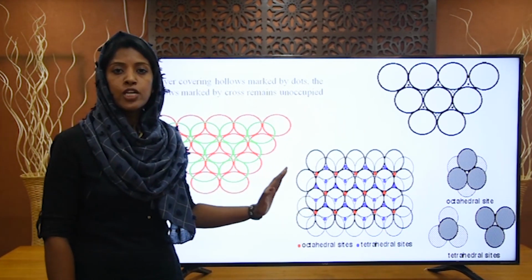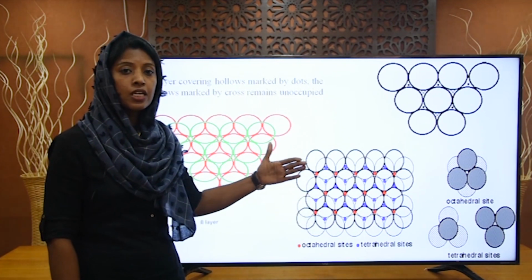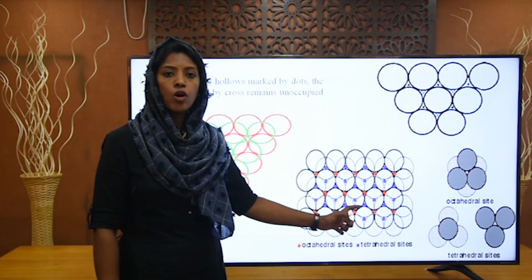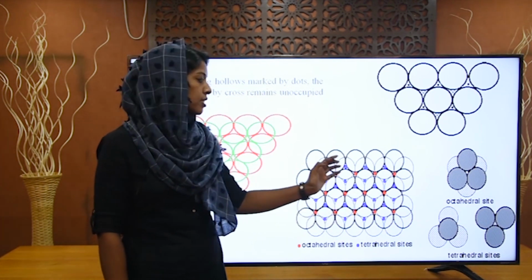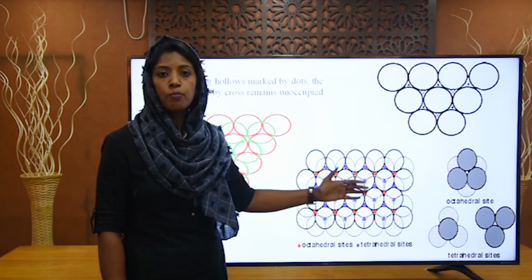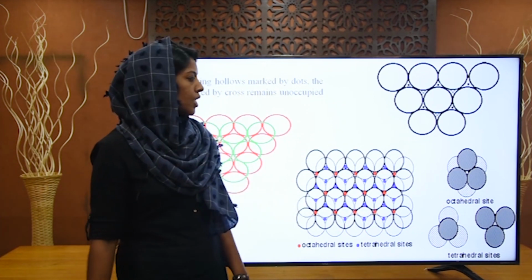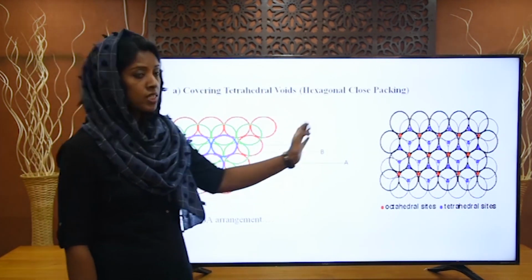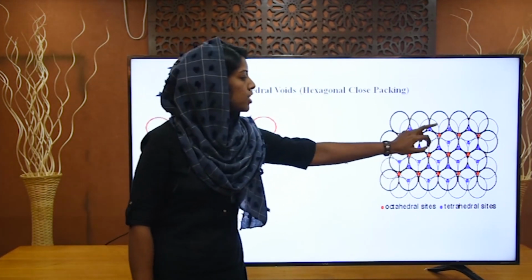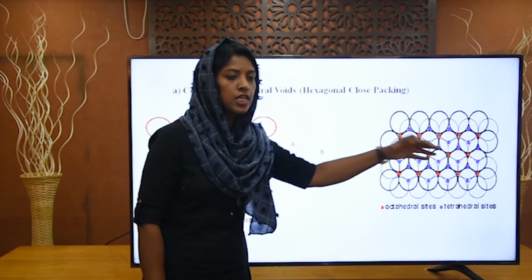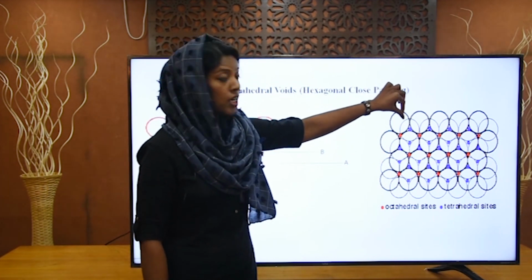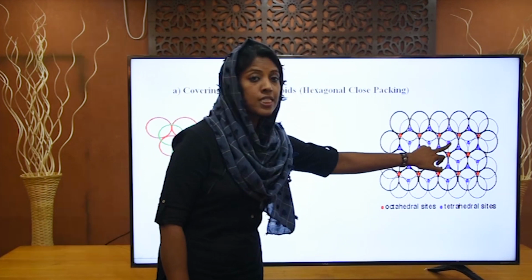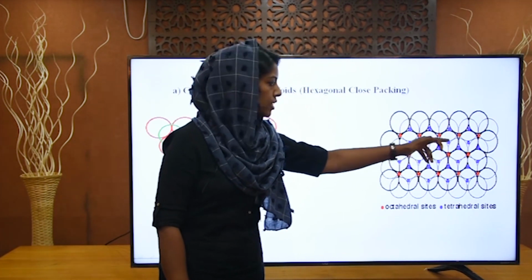Now we are going to place the third layer above either the tetrahedral voids or the octahedral voids. We cannot put the third layer simultaneously in both hollows at the same time. Now let us see what will happen if you cover the tetrahedral voids. Again I am repeating the same picture. This blue color is a tetrahedral void, this is the A layer, this is the B layer, and I am going to put the third layer above this blue, that means the tetrahedral void. Let's see what will happen.